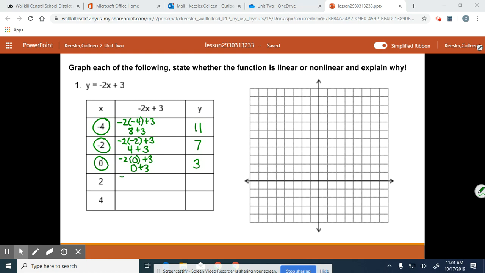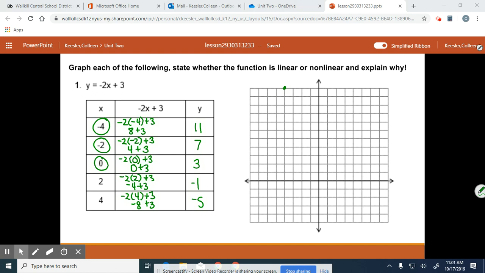Then we plug in 2. That's negative 2 times 2 plus 3, or negative 4 plus 3, which is going to be negative 1. And then negative 2 times 4 plus 3, which is negative 8 plus 3, or negative 5. So now we're going to plot those points as if they're coordinates. Negative 4, 11 is left 4 and up 11, which is all the way at the top.